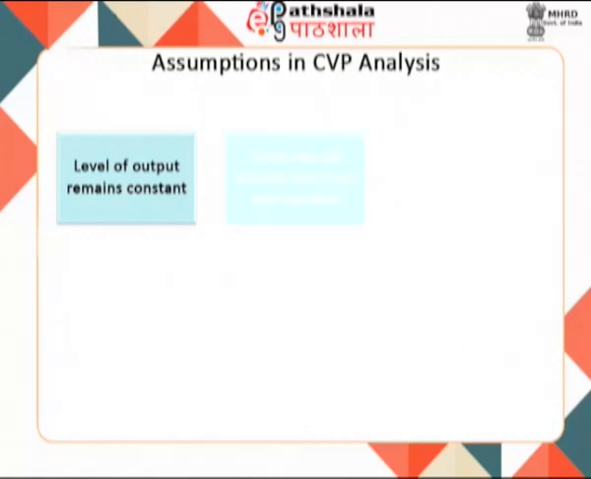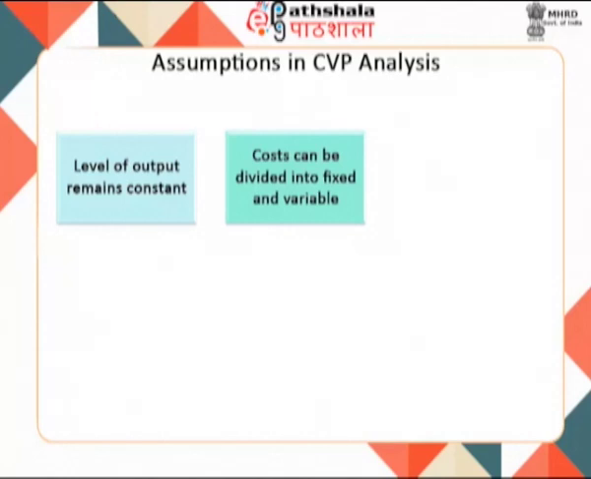Number 2, costs can be accurately divided into fixed and variable components, and there is no concept of semi-fixed cost. Number 3, it is assumed that the sales mix remains unchanged, implying that either the firm is producing a single product or the product mix remains constant.